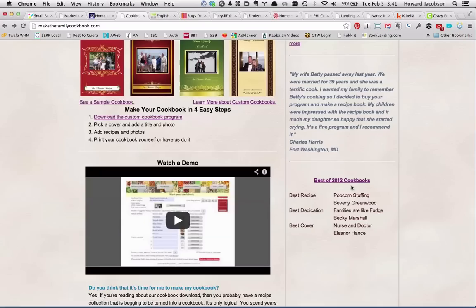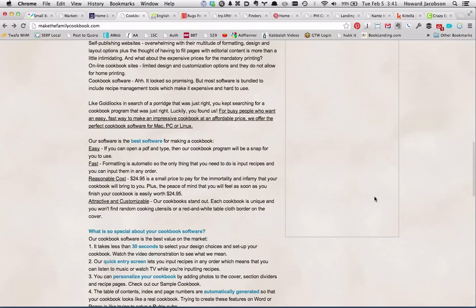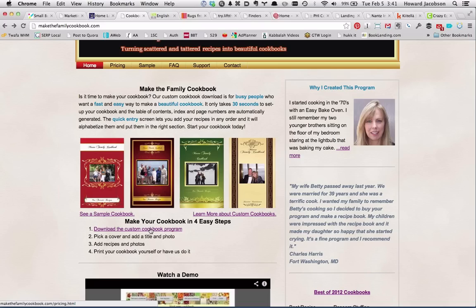Oh, you've got some best of. Yeah, for 2012, I did a few of those. It's not a very good page. My son took a crack at it, and design is not really his thing. Okay. The other thing I would do here: what do you want them to do on this page? You want them to click the download? Yeah, the goal is to either click download or to get over to sample.